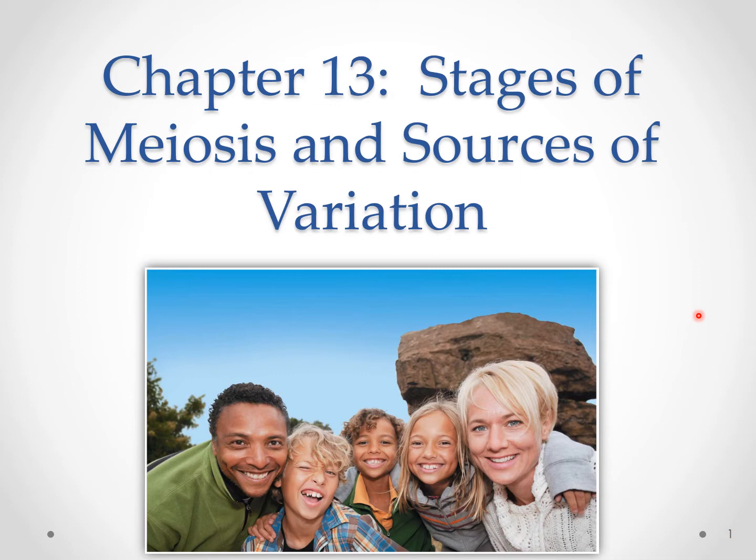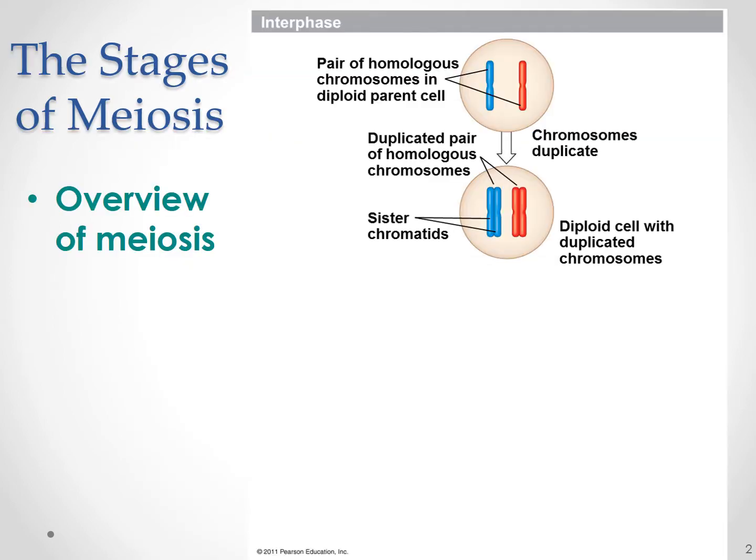Hello, we are going to continue with chapter 13 and talk about the stages of meiosis and the various sources of variation which result in very different phenotypes within the population. So let's look at the general stages as an overview.